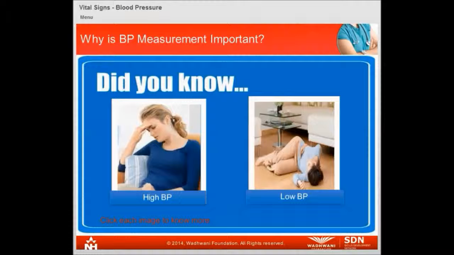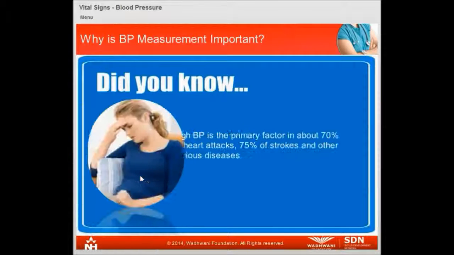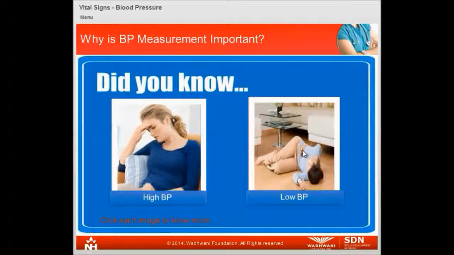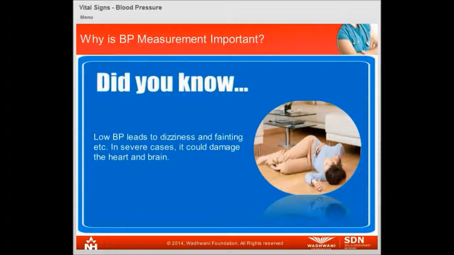Click the images to know more. Did you know that high BP is the primary factor in about 70% of heart attacks, 75% of strokes, and other serious diseases? Did you know that low BP leads to dizziness and fainting? In severe cases, it could damage the heart and the brain.